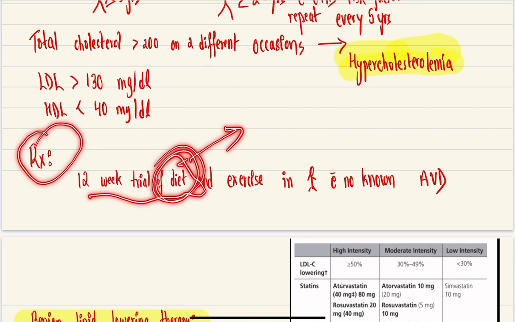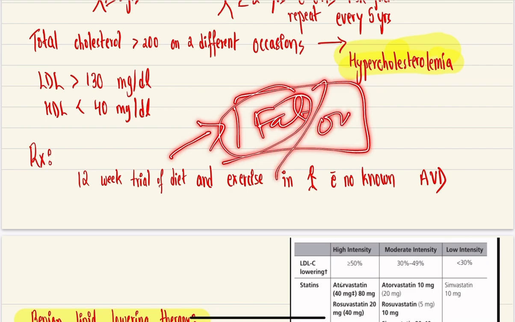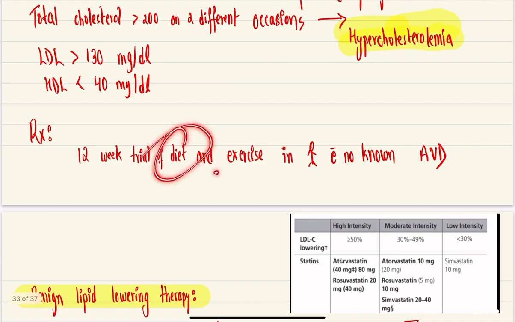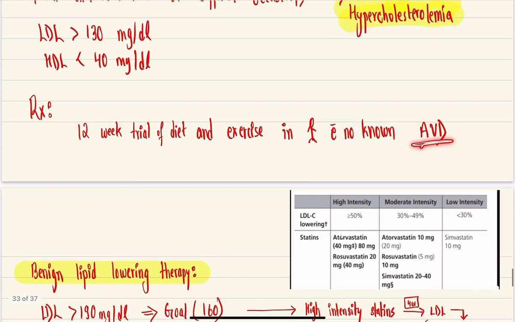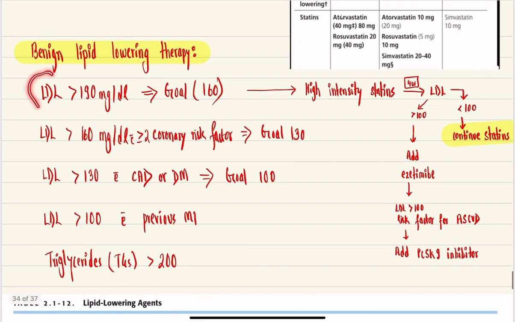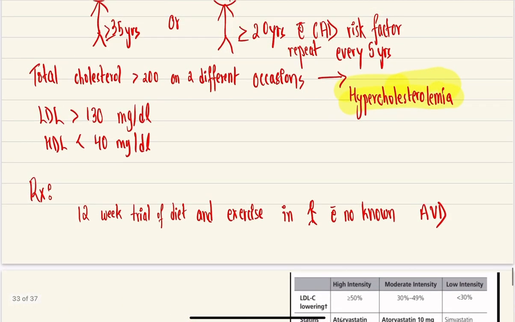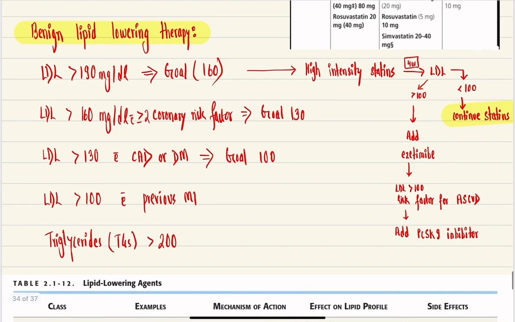Diet means a diet which has less fat, omitting alcohol and other things, and exercise, in patients with non-atherosclerotic vascular diseases. So for LDL, if LDL is more than 130, we call it dyslipidemia. So how can we start treatment?